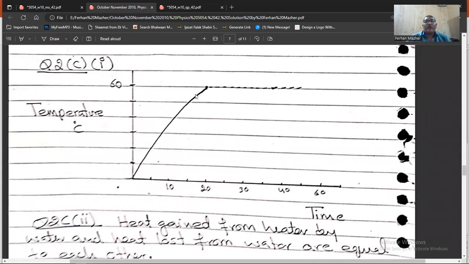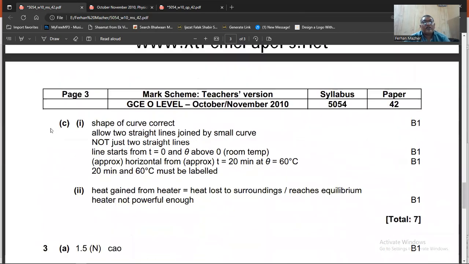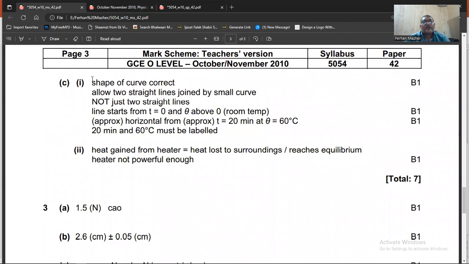Here is the time. For 20 minutes the temperature will be rising, but the gradient of this curve will be gradually decreasing, because the rate of increase in the temperature will gradually decrease. At the start the rate of increase of the temperature will be larger, but gradually it will decrease, and after 20 minutes the temperature will remain constant, as they have said, so this graph will become a horizontal line. Okay, so this is the marking scheme.